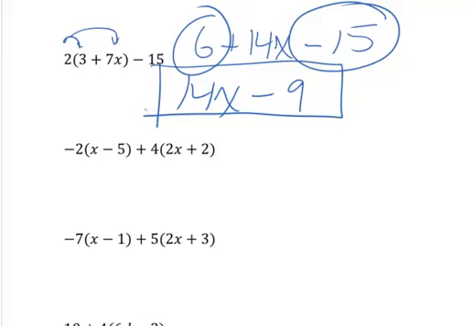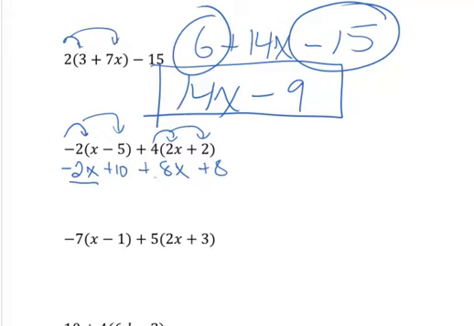All right. So for the next problem here, again, I'm going to go ahead and distribute. So negative 2 times x is a negative 2x. Negative 2 times a negative 5 is a positive 10. I'll draw my arrows over here as well. 4 times 2x is an 8x. And 4 times 2 is an 8.